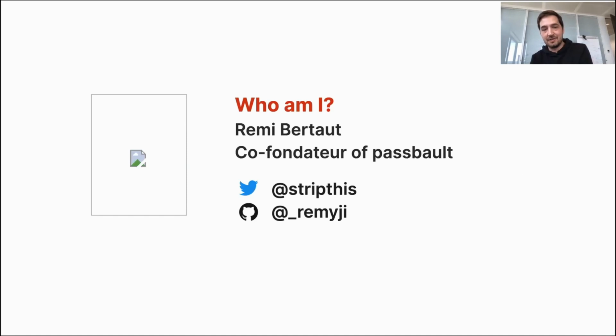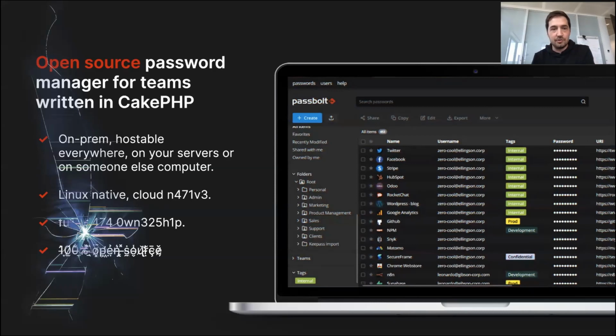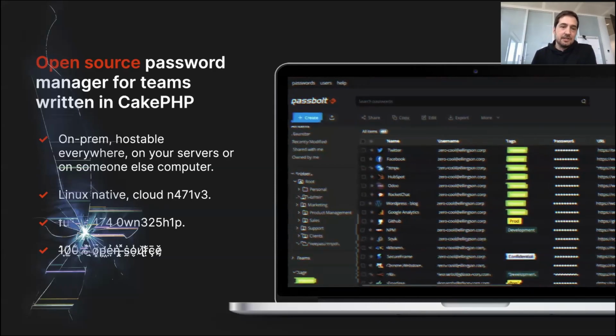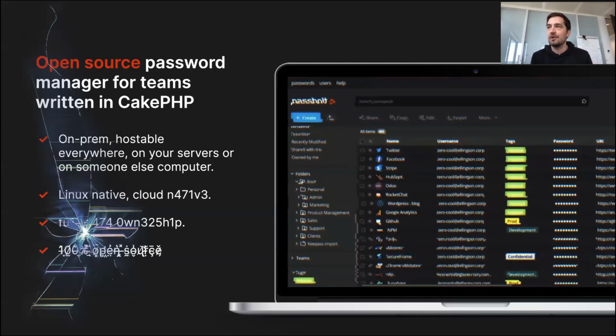So who am I? I'm Remy Bertot, the co-founder of Passbolt. What is Passbolt? Passbolt is an open source password manager for teams written in CakePHP. It's hosted on your computer or on someone else's computer, also called the cloud. Basically, it's Linux native. It's also cloud native, so you can find the AMI on AWS and on DigitalOcean. You have full data ownership. Everything is interoperable, and it's 100% open source, even the paid version.